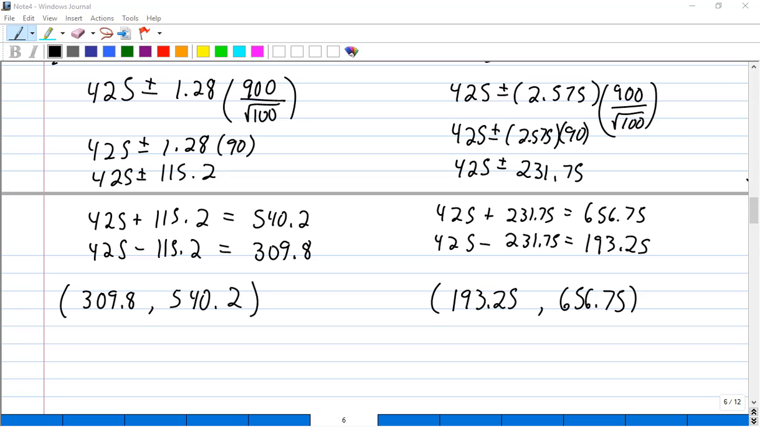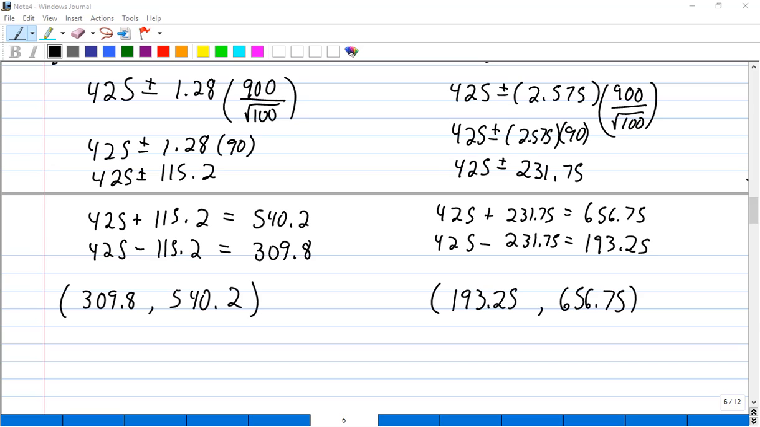So the more confident that I want to be that the actual value will be there, the more confident that I want to be about the population mean, the bigger the range of values or the bigger the interval will be. What this means, it doesn't mean it has to be in here, but I'm 99% confident that the actual population mean is between 193.25 and 656.75. Okay?